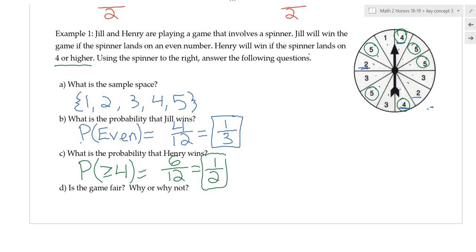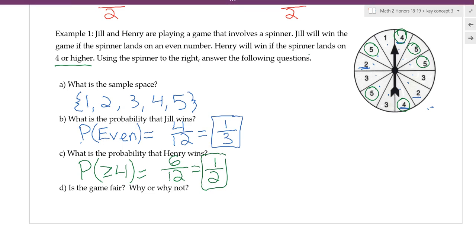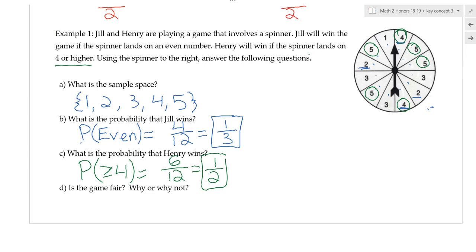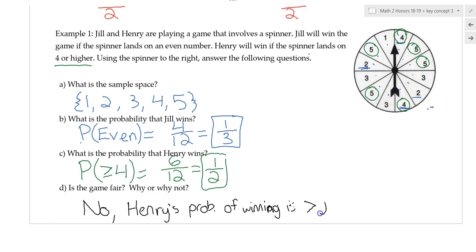So now the question they're asking is, is this game fair? You should be able to look and see that no. Henry's probability of winning is greater than Jill's probability of winning. Okay. Games are fair when the probabilities are equal.